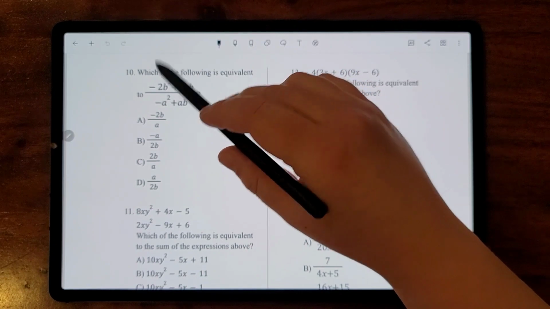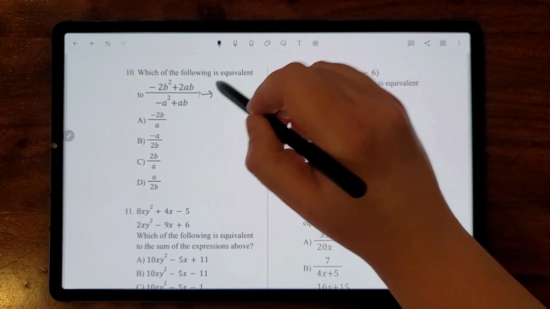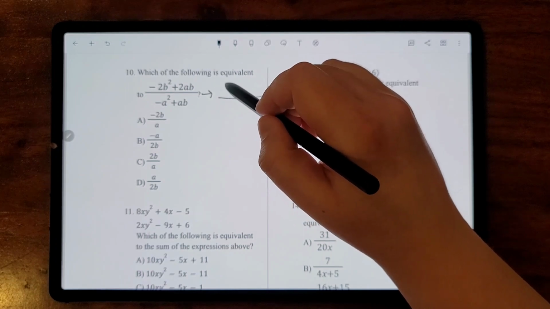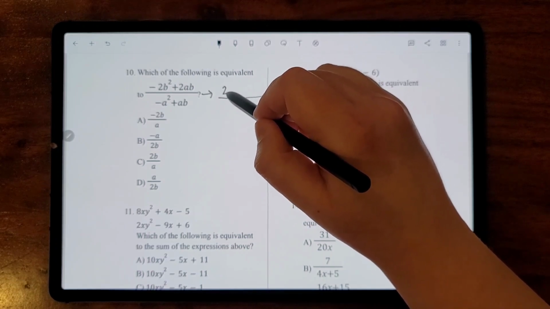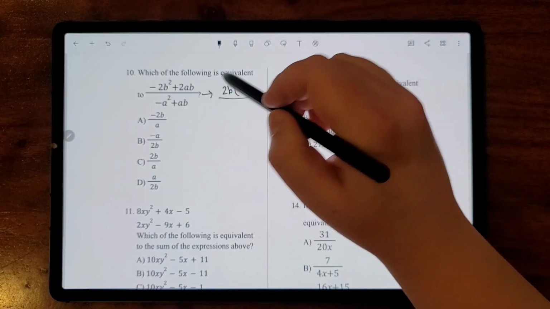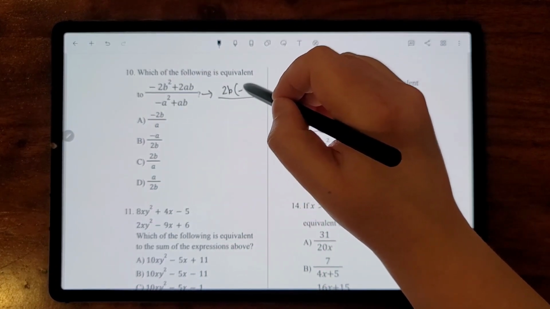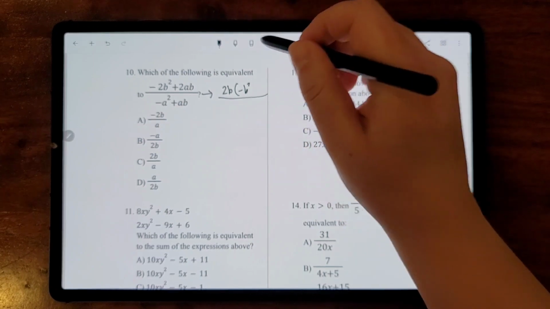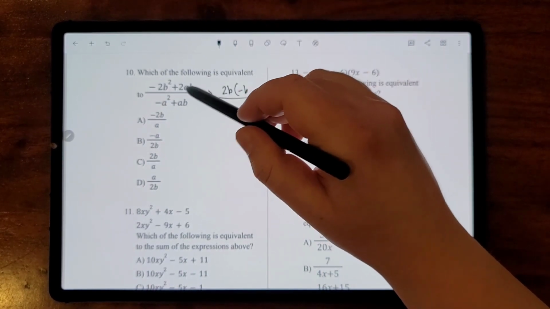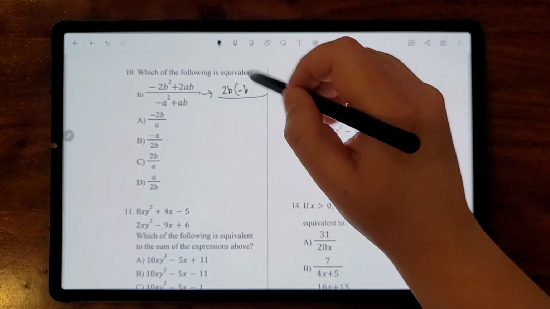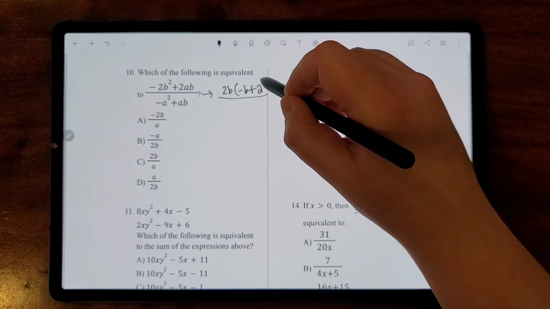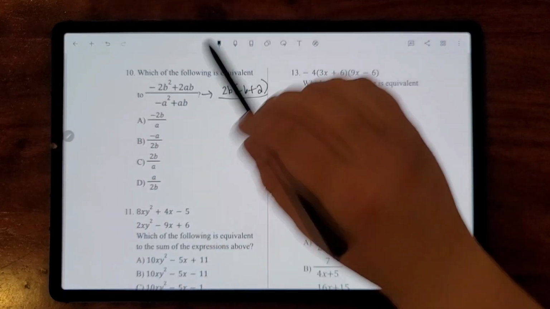So I would start by taking out the greatest common factor on top and bottom. On top, the greatest common factor is going to be 2b. That's going to leave us with, from the negative 2b squared term, just negative b, not b squared, negative b on the inside. And for the plus 2ab, if we divide out the 2b, we're just left with plus a. That's an a, by the way.